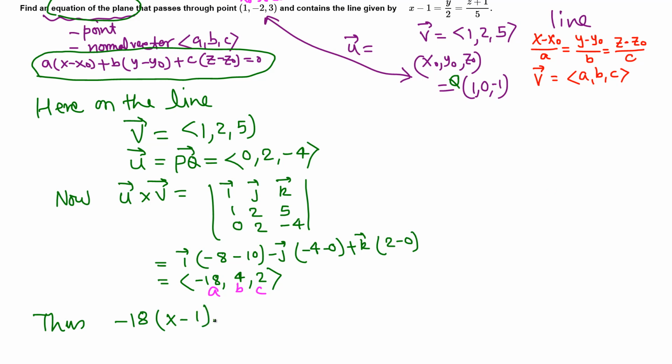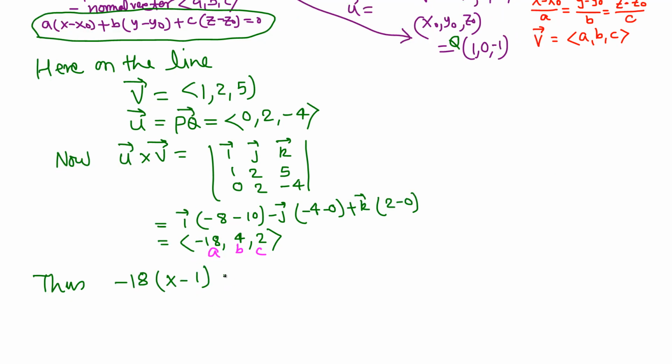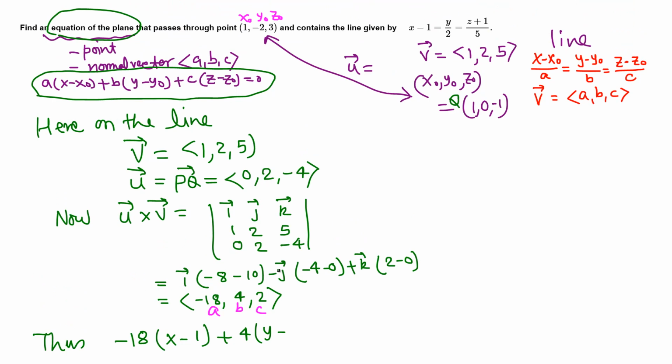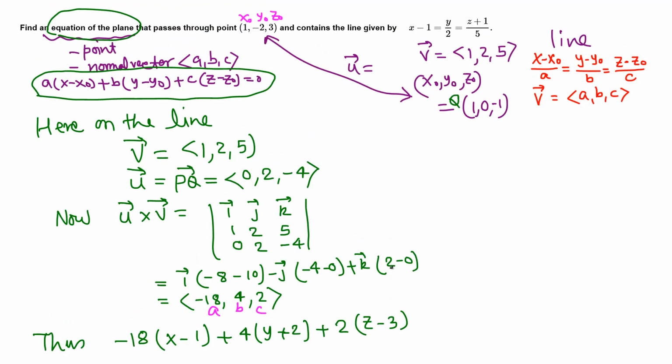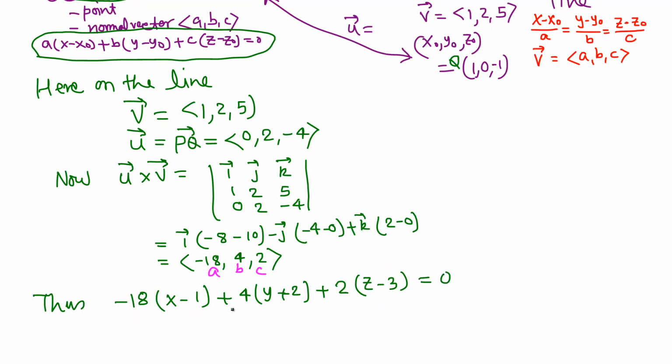x minus 1, plus b is 4, y minus negative 2, so plus 2, plus c, z minus 3, because the z naught is 3, equals 0. This is in the standard form. You can simplify and move the constant over. That would give us the general form of the plane, but this is good enough.